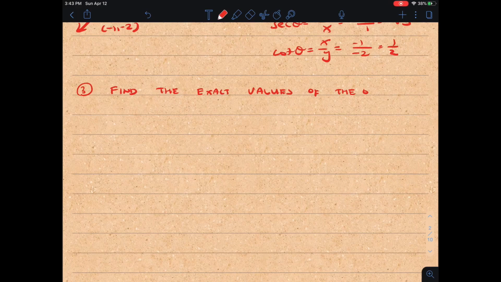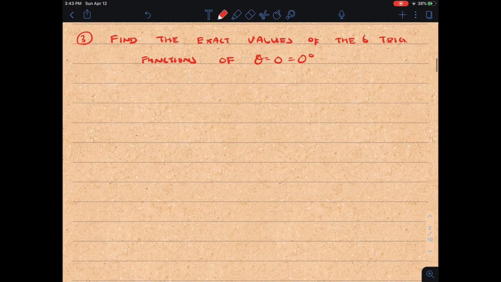This one's going to be a little bit different than the ones we looked at so far, simply because this angle here, 0 radians or 0 degrees, doesn't lie in any quadrant, okay? But we'll still use the same definitions to find the 6 trig values of theta.